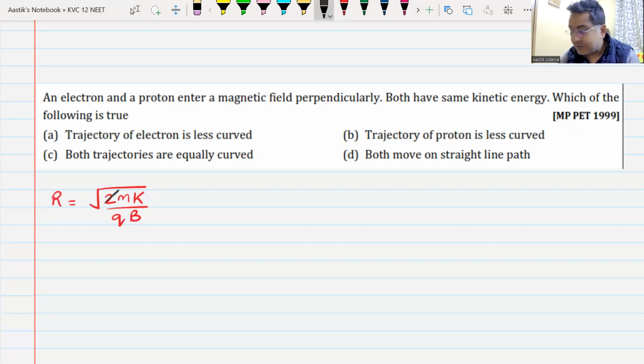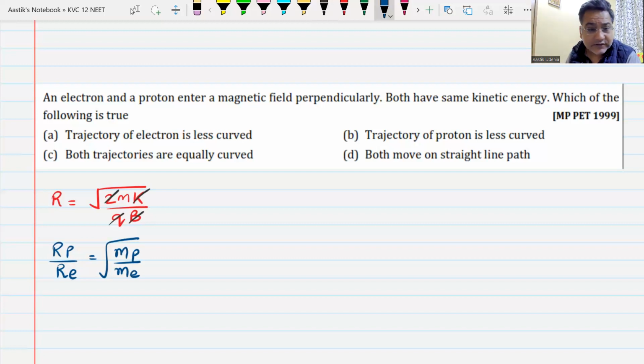Now, 2 is same for both. Kinetic energy is same. The charge of an electron and proton are same. One is positive, one is negative. The magnetic field is same. So you can see radius is directly proportional to the root of the mass. So I can say radius of the proton divided by radius of the electron will be equal to root over mass of the proton divided by mass of the electron.